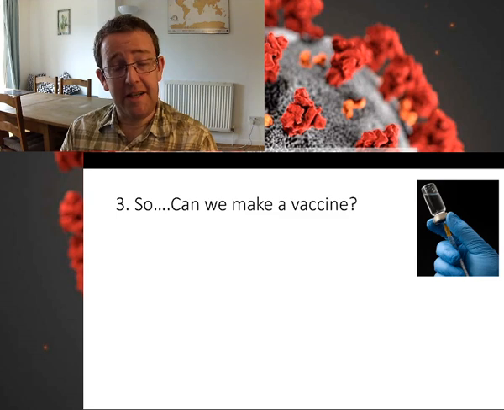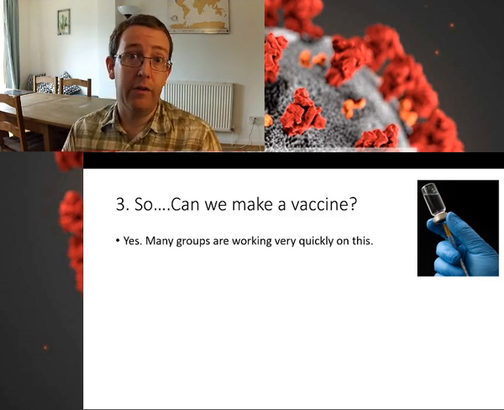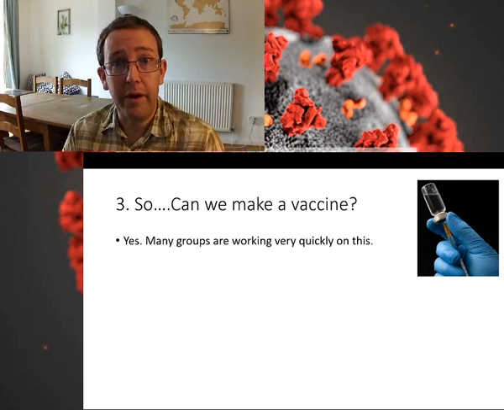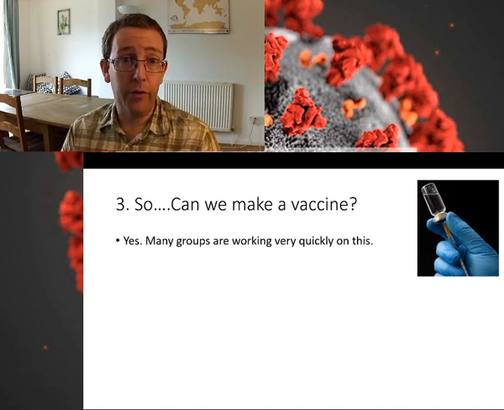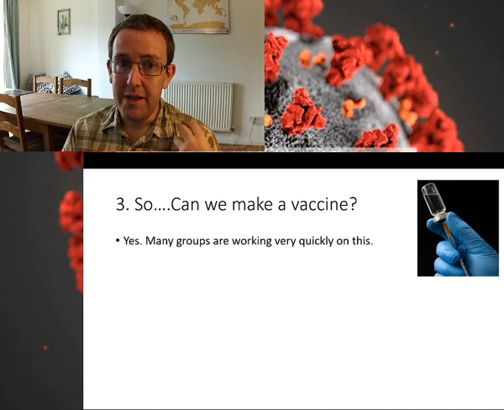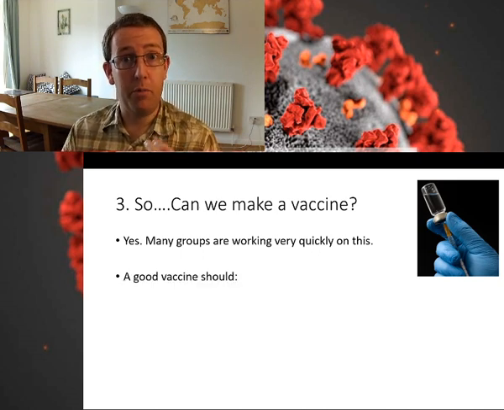Can we make a vaccine? And the answer is yes, definitely. Many groups are working very quickly on this. This is the fastest generation of vaccine candidates that I think the world has ever seen, because we know how to make vaccines. We do it for seasonal flu every year. Vaccine production is quite a normal pharmaceutical thing, but it still needs to go through rigorous testing so that it does a number of important things.